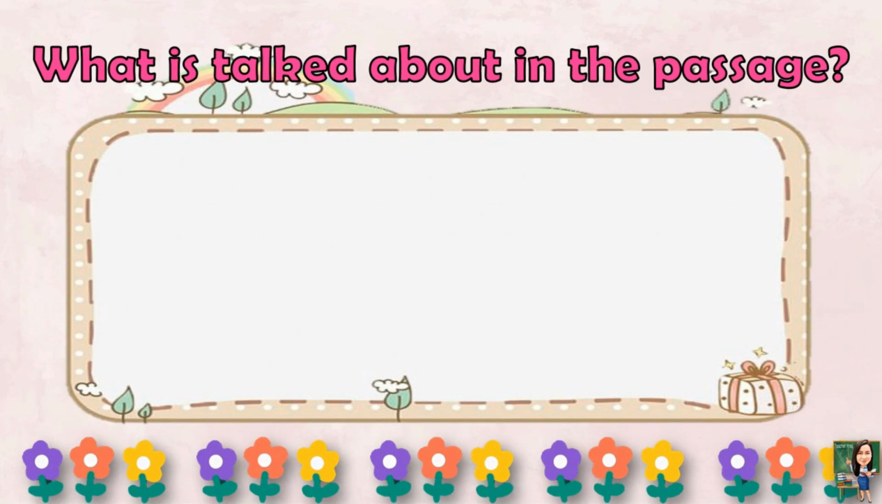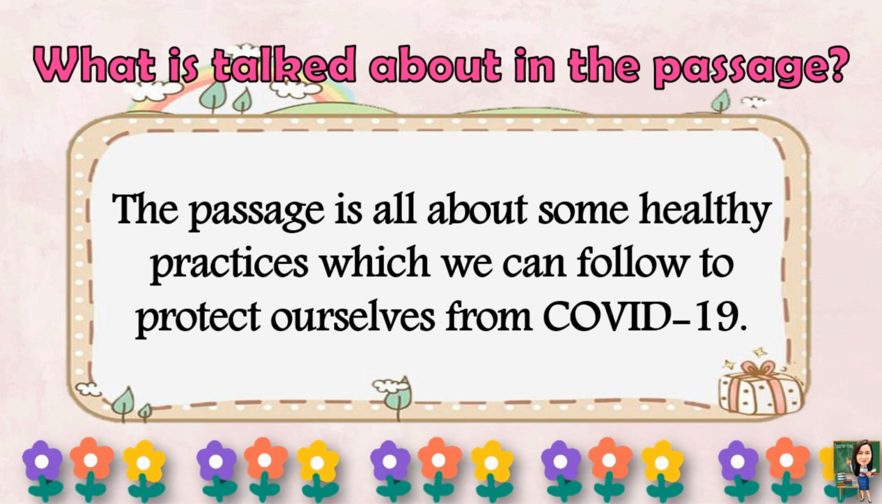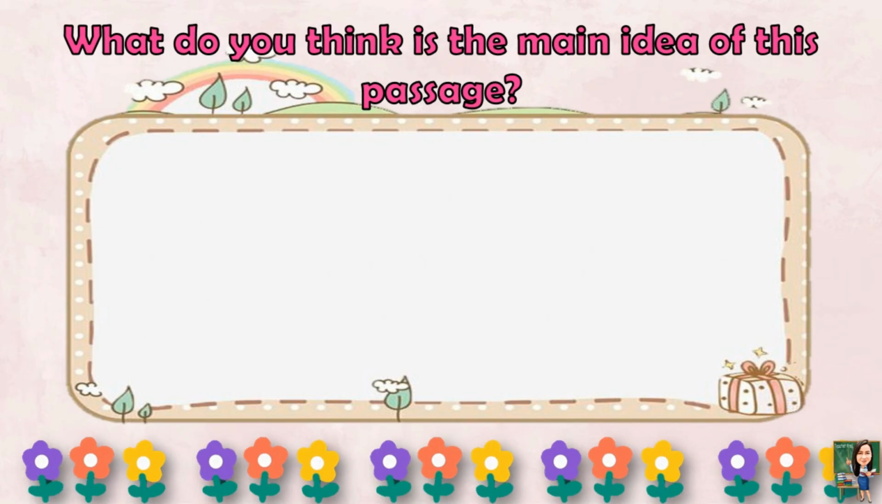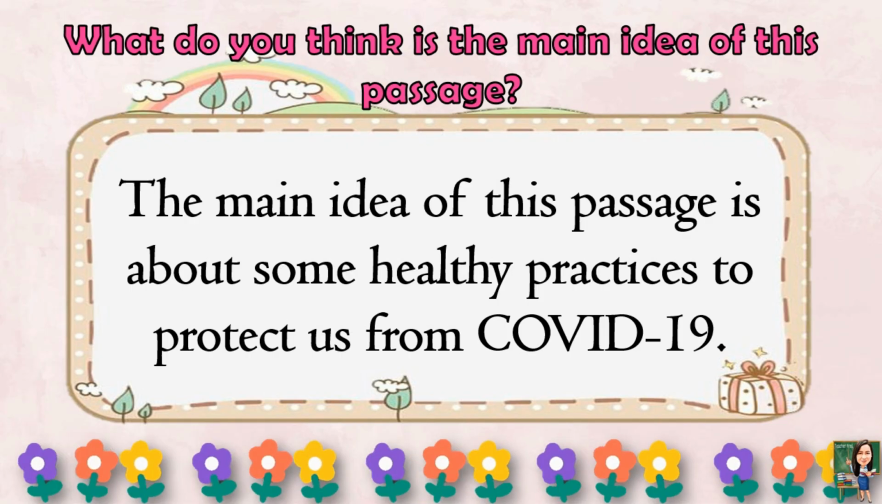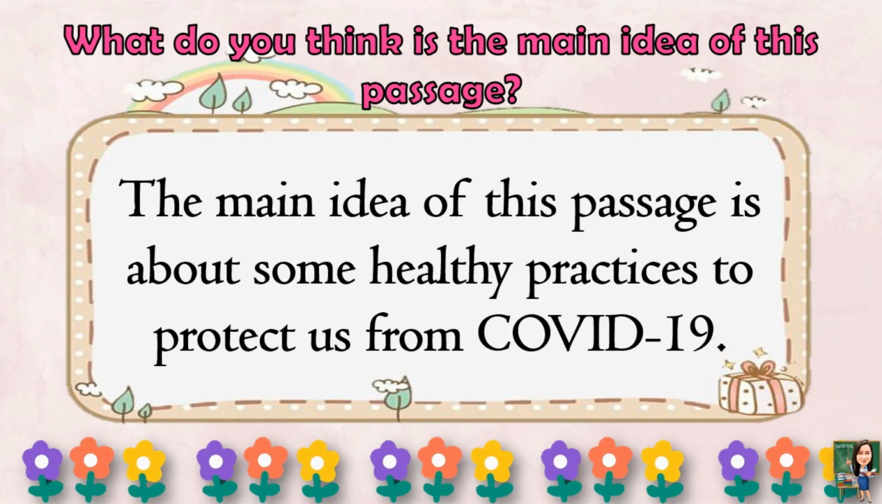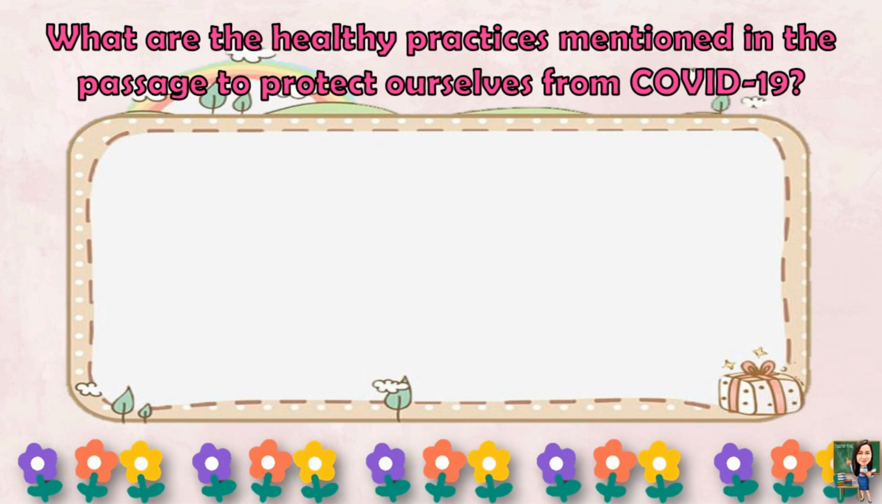What is talked about in the passage? Very good! The passage is all about some healthy practices which we can follow to protect ourselves from COVID-19. What do you think is the main idea of this passage? Very good! The main idea of this passage is about some healthy practices to protect us from COVID-19. What are the healthy practices mentioned in the passage to protect ourselves from COVID-19?